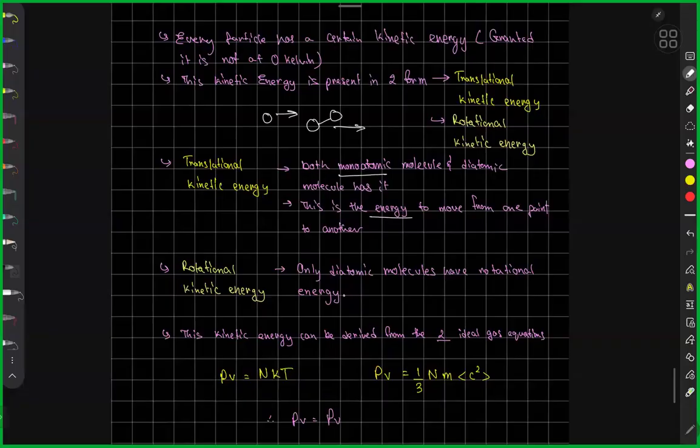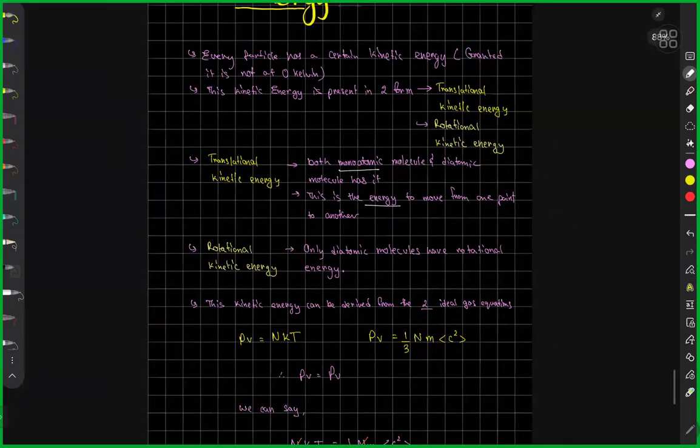The other is rotational kinetic energy. And this is only possible when you have a diatomic molecule, because this can create a moment about a point and this can rotate. For this, there is no rotational kinetic energy, that is a monoatomic molecule. So a diatomic molecule can rotate around and have a rotational kinetic energy, while a monoatomic molecule cannot. Clear? Great.